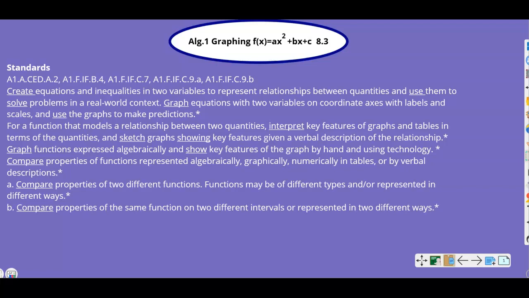Graphing f of x equals ax squared plus bx plus c. Your state standards are given. I usually don't read these to you. It doesn't mean they're not important. It just means I feel like you can read these yourself. And a lot of these we go over in multiple lessons and multiple chapters. So again, be aware, these are your state standards.